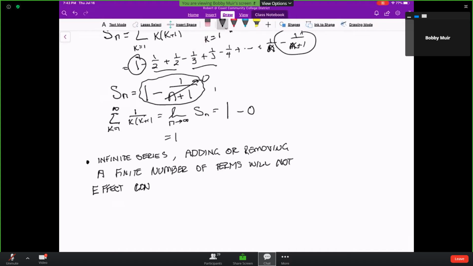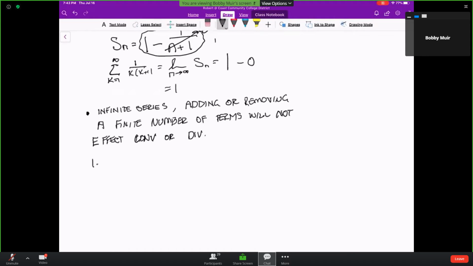It will not affect the convergence or divergence. So here's what I mean by this. If the sum k equaling 0 to infinity of a sub k diverges, then the sum k equaling n to infinity of a sub k still diverges. If you take away a finite number of them, it's still going to diverge.